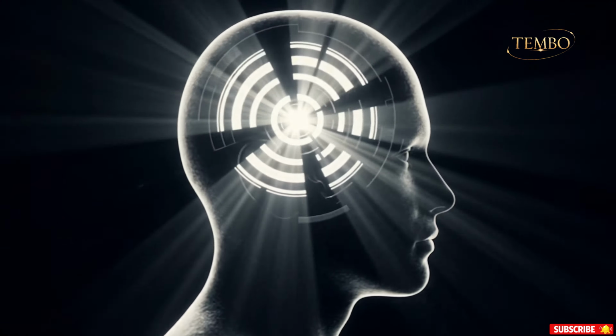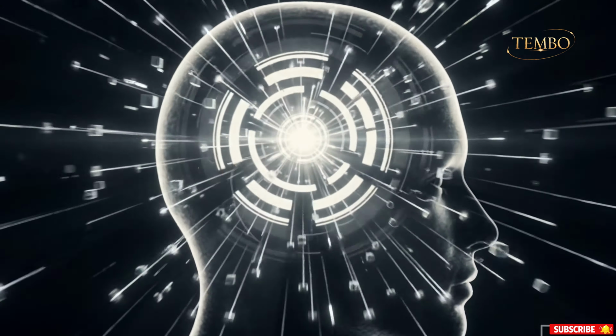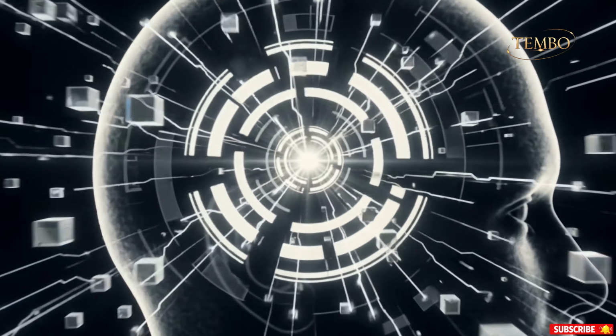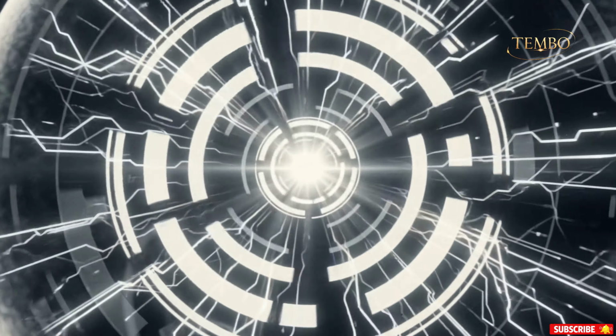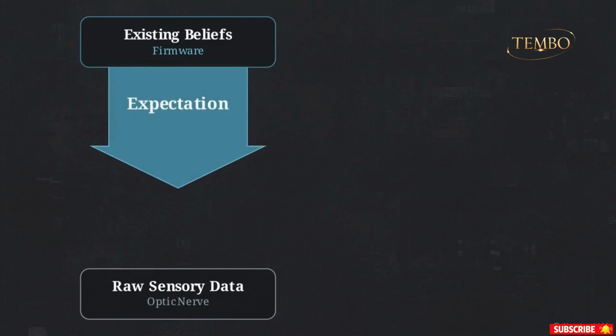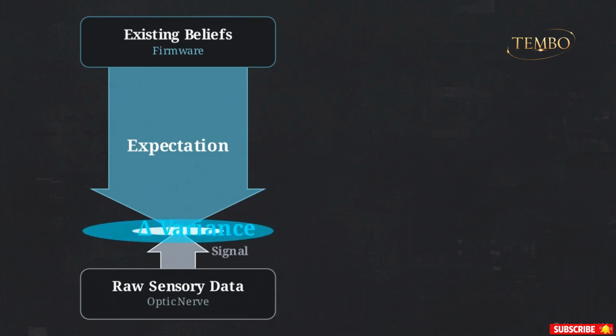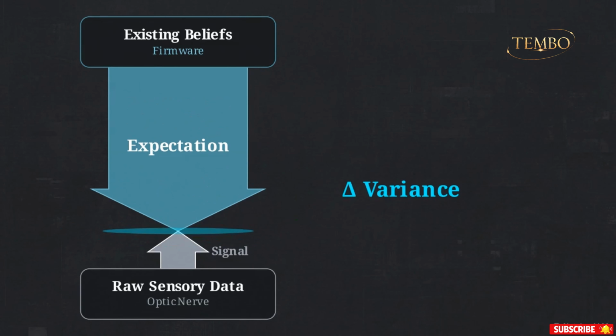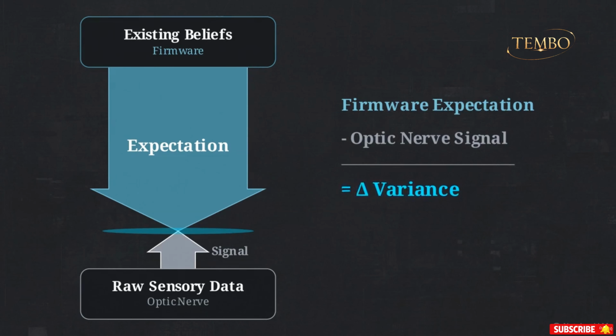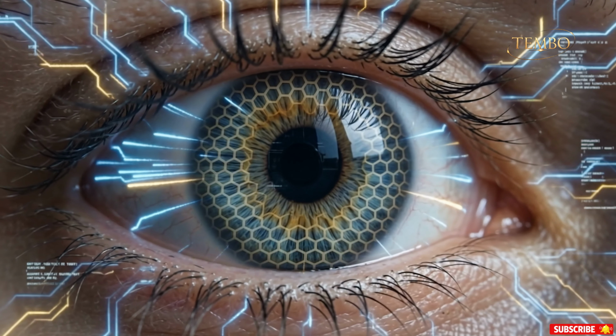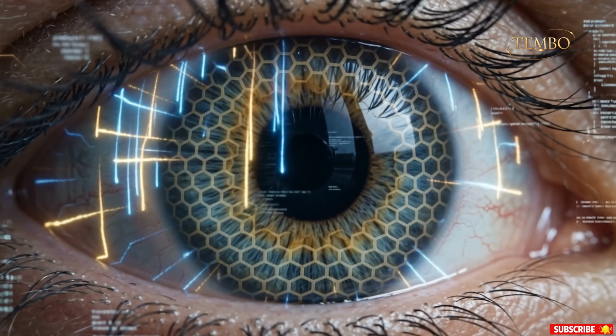This is the Bayesian brain model, suggesting perception is driven by active top-down predictions called priors. Here, the massive downward flow of existing beliefs overpowers the small upward signal of raw sensory data. At their intersection, the brain calculates a prediction error, the mathematical difference between what the firmware expected and what the optic nerve delivered. This system utilizes precision weighting to manage ambiguity.